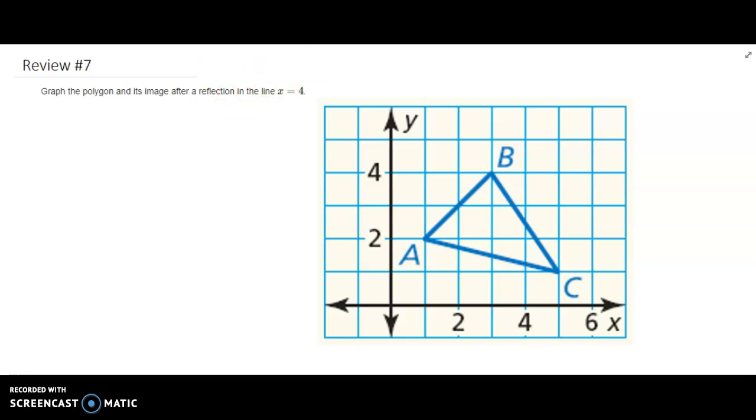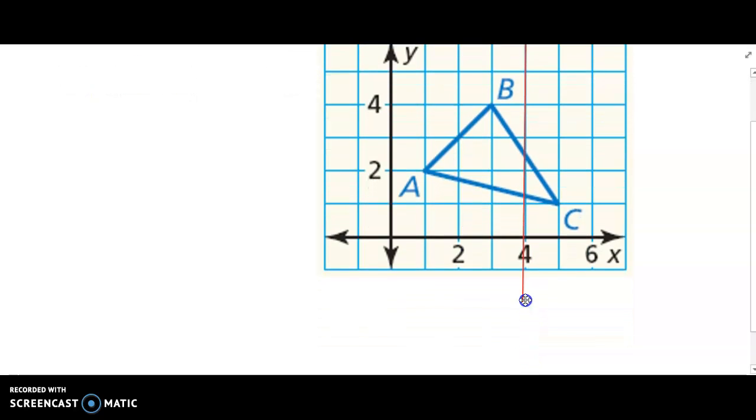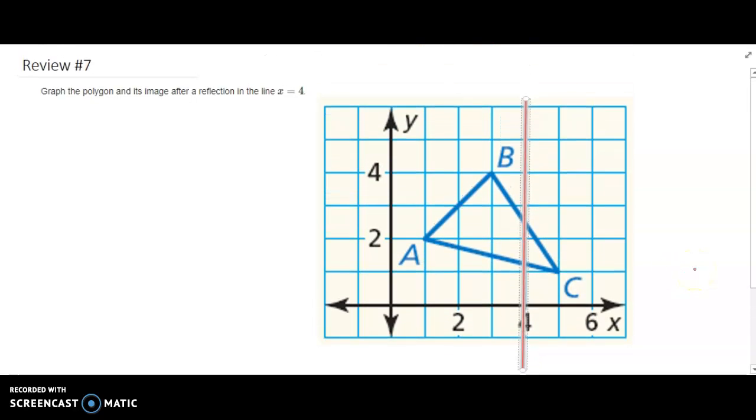So the first thing we want to do, which Big Ideas doesn't allow us to do and drives me insane, is reflect this over the line x equals 4. Now the line x equals 4 is right here. I wish Big Ideas would allow us to graph that on our homework, but they don't. So there it is right there.